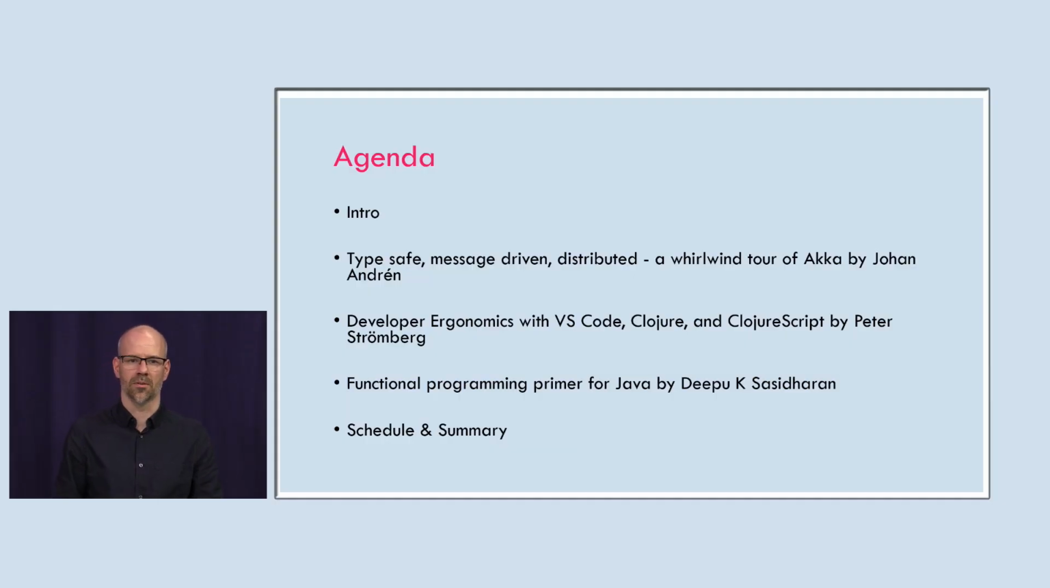Today we'll have 3 presentations. We'll have type-safe, message-driven, distributed, a whirlwind tour of Akka by Johan Andrén. Second presentation is Developer Ergonomics with VS Code, Cluser Script by Peter Strömberg. And third presentation is Functional Programming Primer for Java by Deepu K. Sasidarian. I hope I pronounced your name right. In the end, I'll do a little bit the schedule for the rest of the season and a summary.